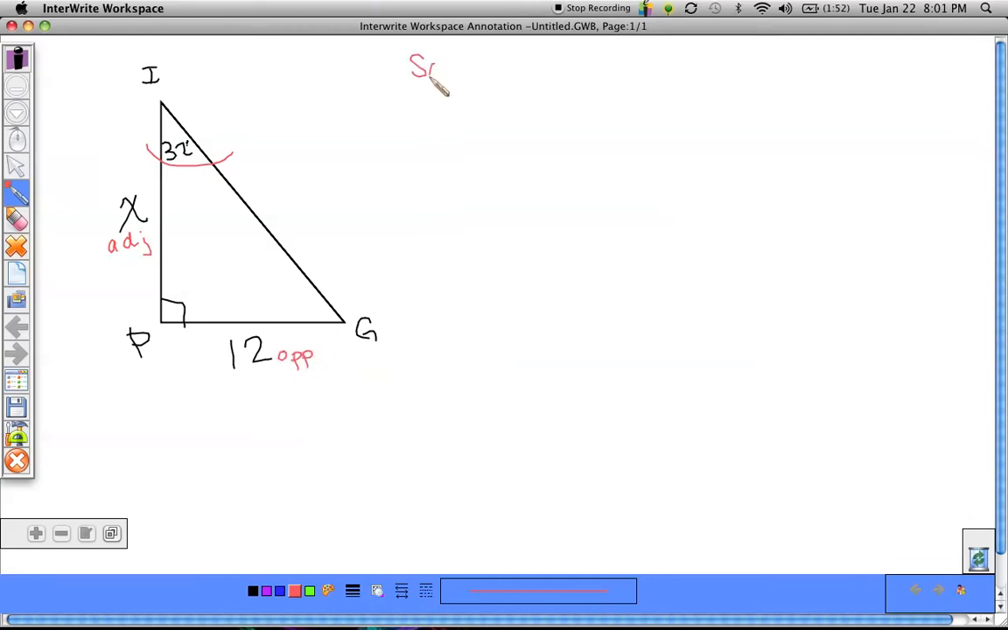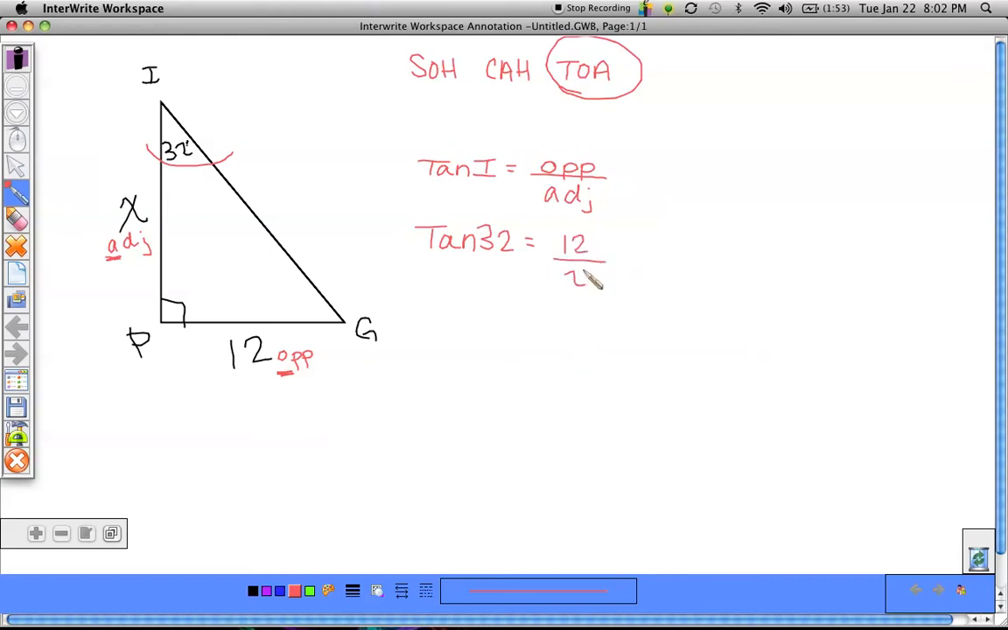So again, write up your SOHCAHTOA up at the top. We're looking for a ratio that has an O and an A in it. Once again, the only one that has O and A is TOA, so we're going to use tangent. So we have the tangent of I is equal to opposite over adjacent. The tangent of I, and I is 32, so we can plug 32 in there, is equal to opposite, which is 12, over adjacent, which is x.